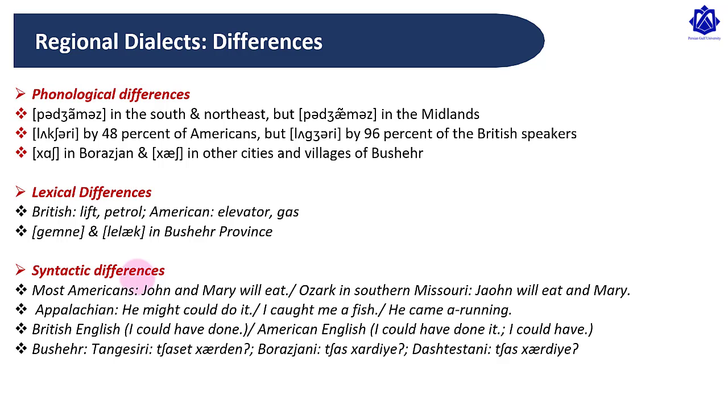dialect. They use double modals: "He might could do it." And this is ungrammatical in most American dialects and in standard American. Or double objects like "I caught me a fish." Such a structure is not allowed in most American dialects, but it's okay here. Or the use of "he came a-running."